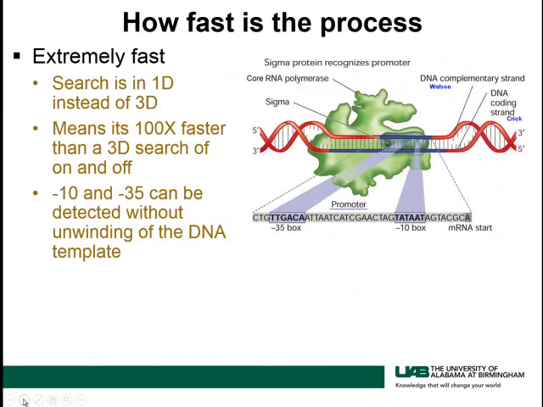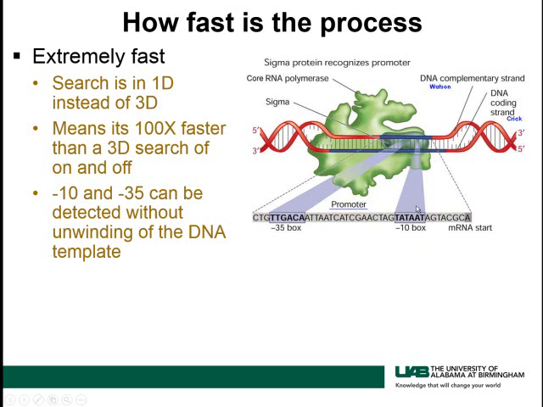And this is what this says, is that it is extremely fast. It is 100 times faster compared to the search if it were three-dimensional. And so the sigma subunit normally detects the region around the -10 and -35 for the RNA polymerase to bind.